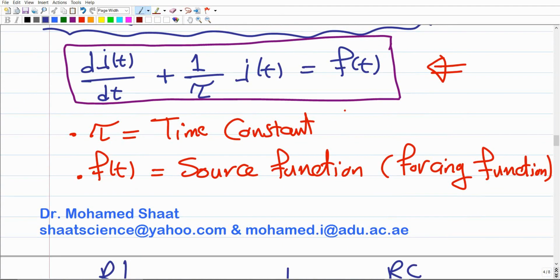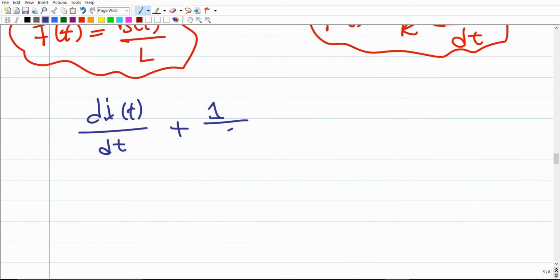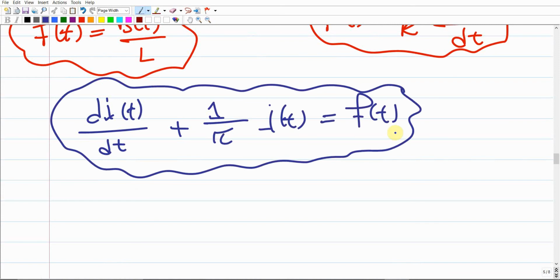All right. Let us start with this equation again, which is dI of t by dt plus 1 over tau I of t equals F of t. This is the general form of the ODE. Let us call this one the star equation, for example.